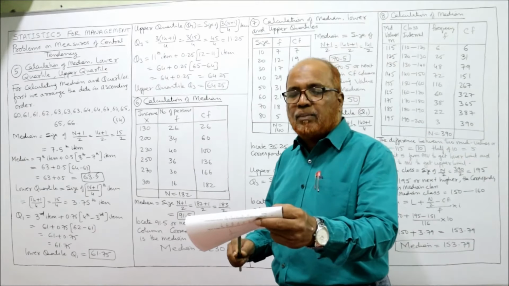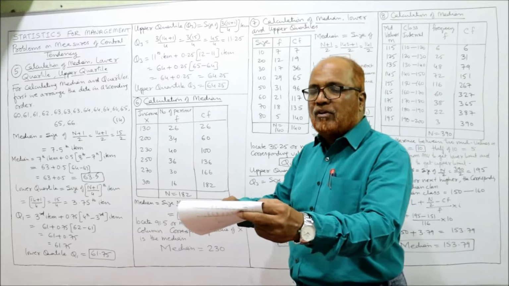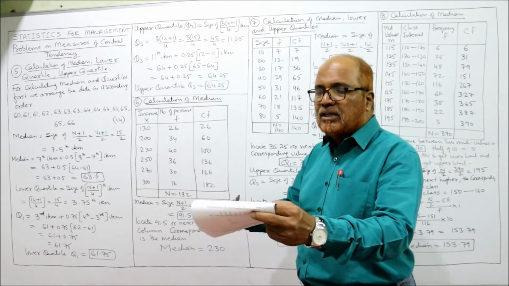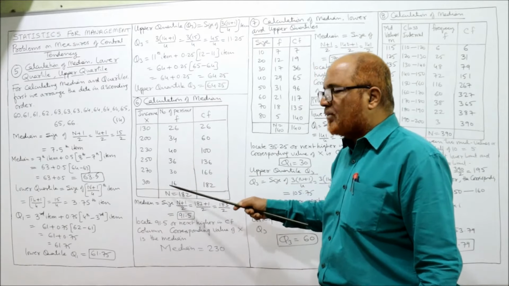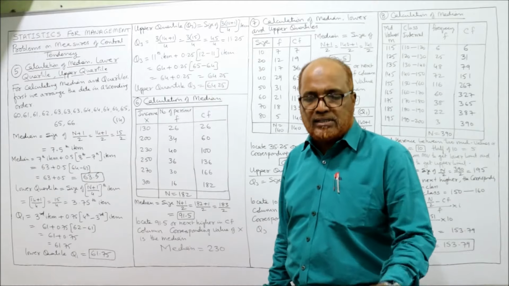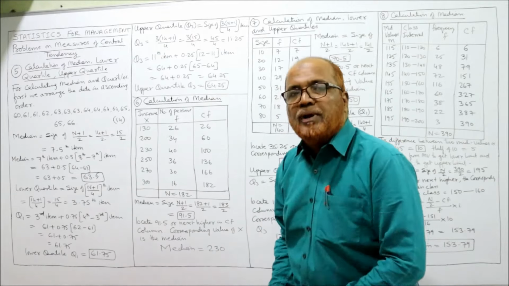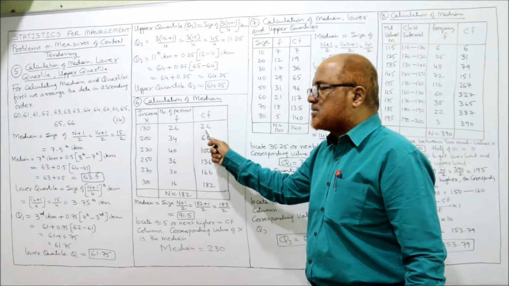For 130, the number of persons are 26. For 200, the number of persons are 34. 230, number of persons are 40. The respective number of persons we have taken. Now we have to find out CF, cumulative frequency. For cumulative frequency, first frequency will be taken same, 26.